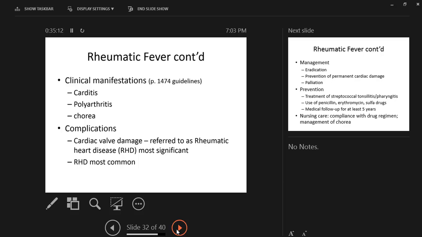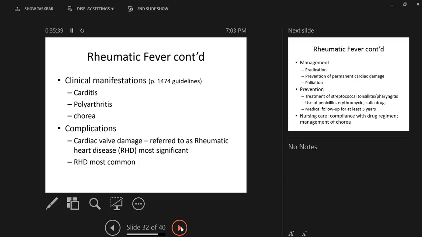Prevention is treatment of strep. Make sure that we treat strep, tonsillitis, and pharyngitis with the use of penicillin, erythromycin, and sulfa drugs. And they need to continue to have medical follow-up for at least 5 years, both for reinfection and also to check them for any sequential damage to the heart from the disease process.